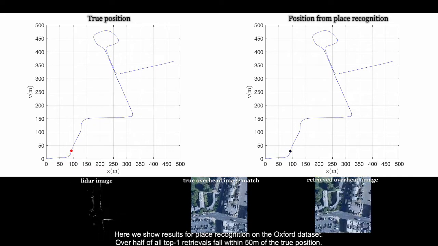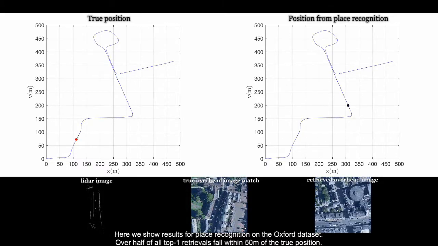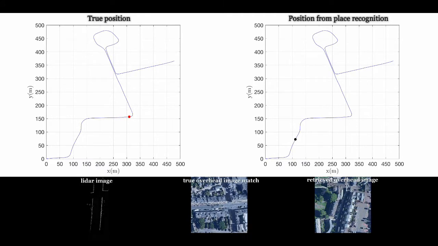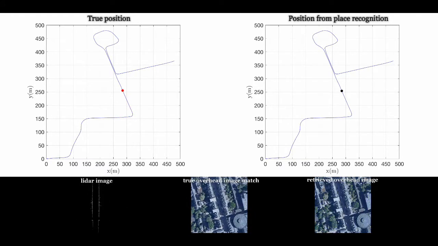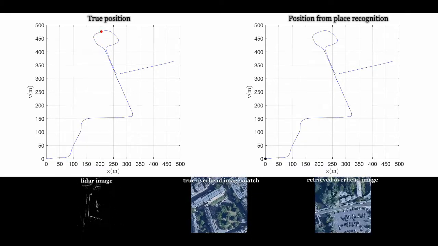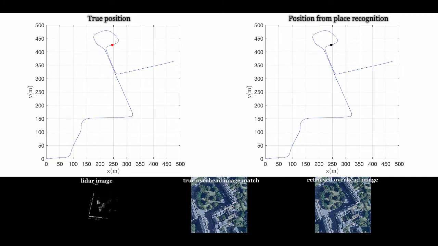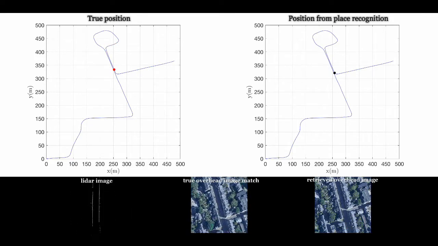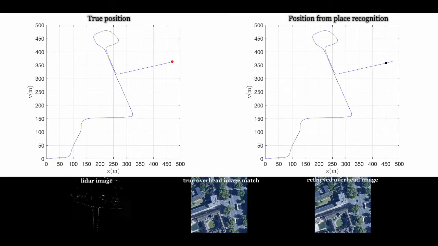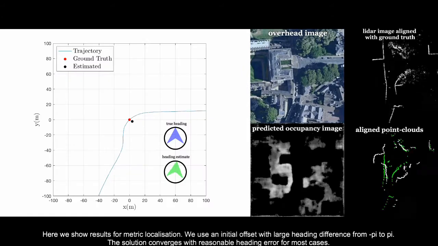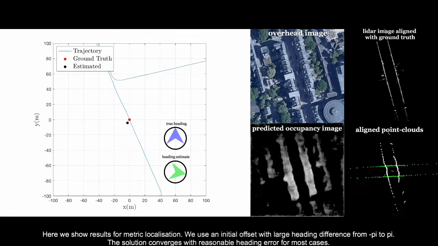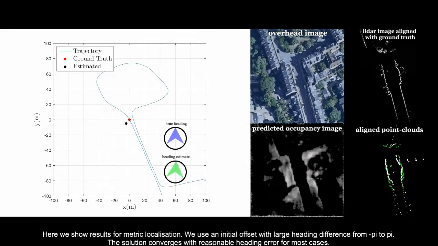Here we show results for place recognition on the Oxford dataset. Over half of all top-line retrievals fall within 50 meters of the true position. Here we show results for metric localization. We use an initial offset with large heading difference from -pi to pi. The solution converges with reasonable heading error for most cases.